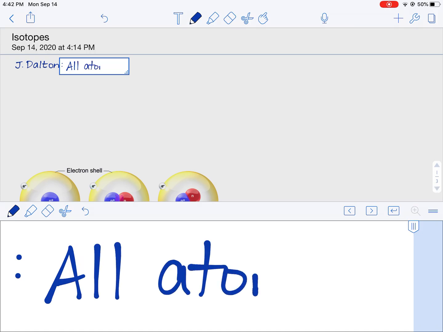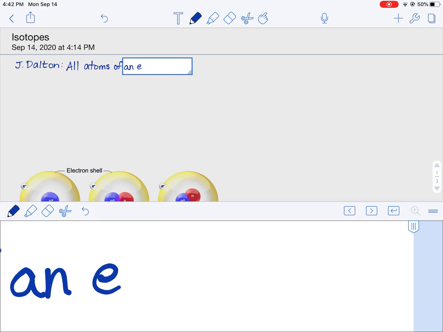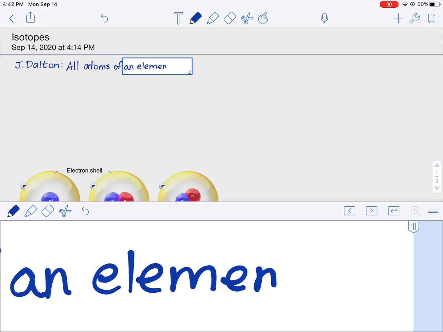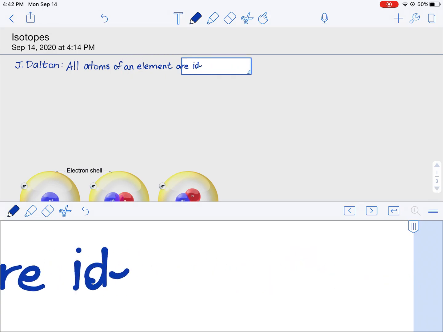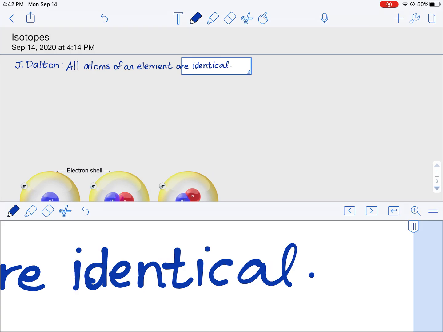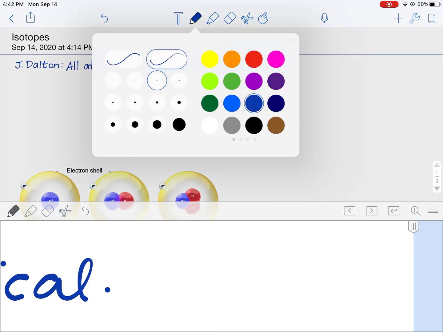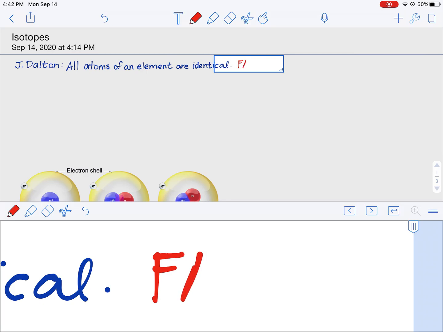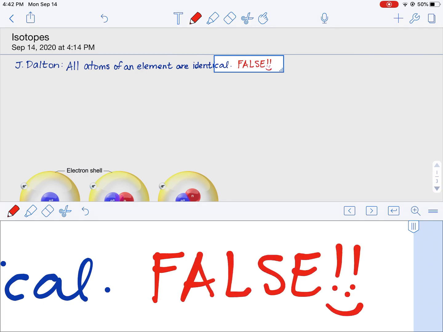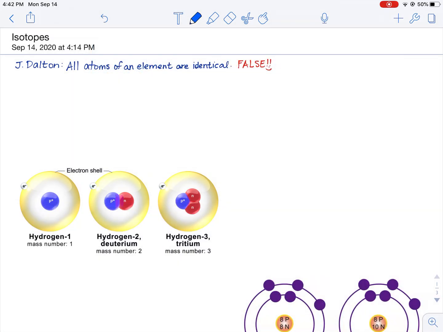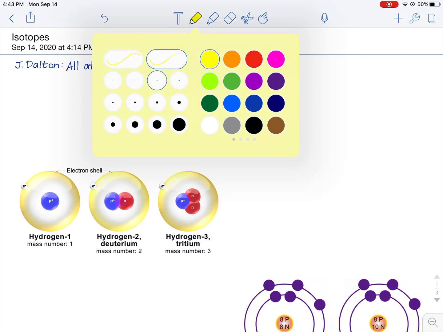All atoms of an element are identical. I regret to tell you that, my friends, is false. We now know that is not the case. Let's look at a picture or two to show you what I mean.